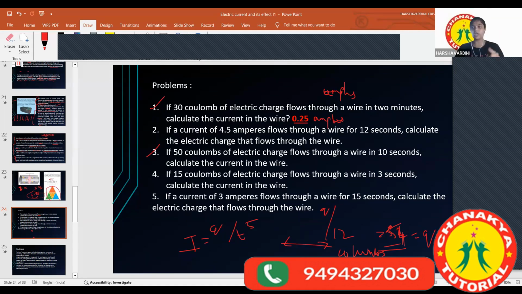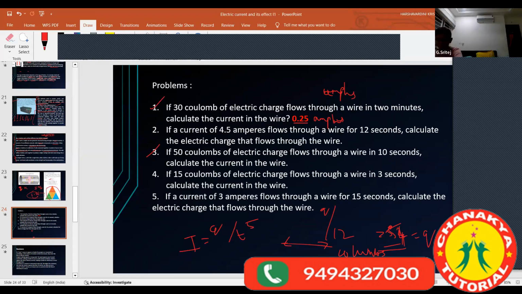Sudarshan, please tell your answer, and others, please check whether he's telling correct or not. If 50 coulombs of electric charge flows through a wire in 10 seconds, calculate the current in the wire. What is your answer? 10 by 50 is equal to 1 by 5. It should be 50 by 10. You told it wrong. Explain somebody. 10 by 50 is equal to 50 by 10, right?